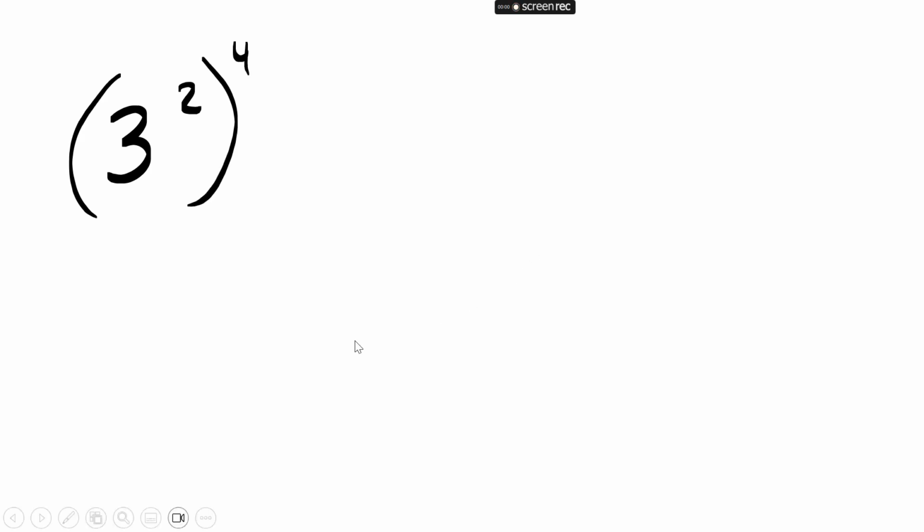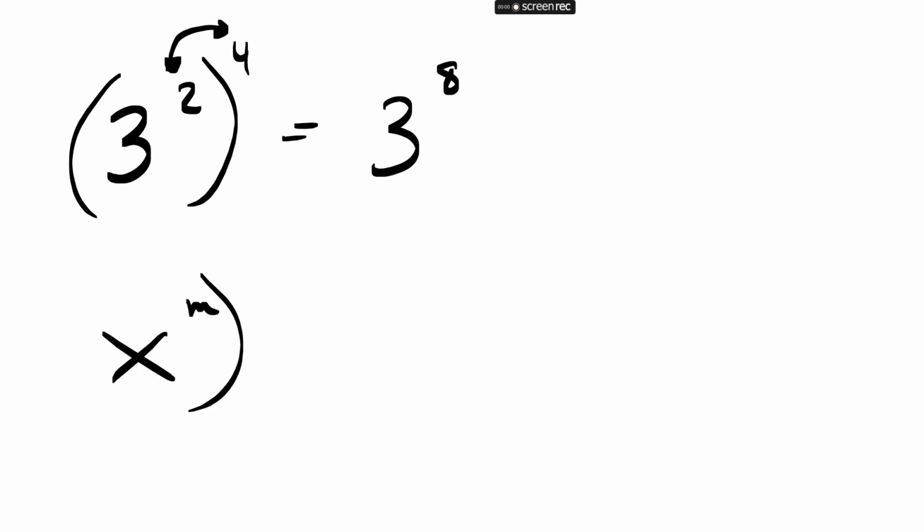Next. And then this one from algebra, just for us to remember. Exponent. So if you have 3 to the second to the 4th power, what happens to the exponents if one is inside the parenthesis, one is outside the parenthesis? We just multiply them together, 3 to the 8th. Cool. So the general rule is x to the m to the n. It would be x to the mn. There it is.